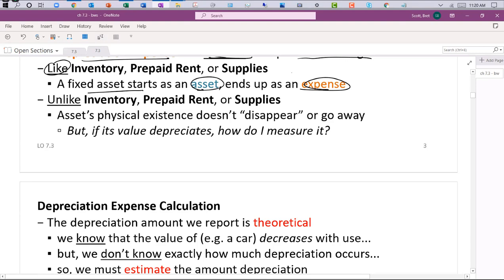Like inventory and prepaid rent, it all starts off as an asset, ends up as an expense. But unlike inventory, prepaid rent, and supplies, the asset's physical existence doesn't disappear or go away. Supplies, as we consume supplies, they disappear, they go away, they're consumed. Prepaid rent, time goes by, those days are gone, that value has disappeared. Inventory, it physically leaves our warehouse, it has disappeared. But a building doesn't disappear. So how do we acknowledge that its value has depreciated? How do we measure that? How do we calculate that?